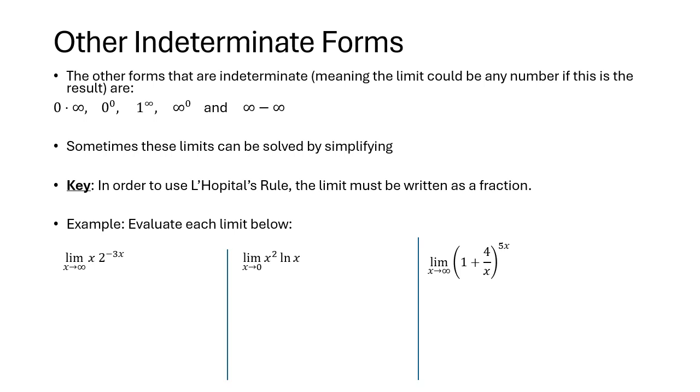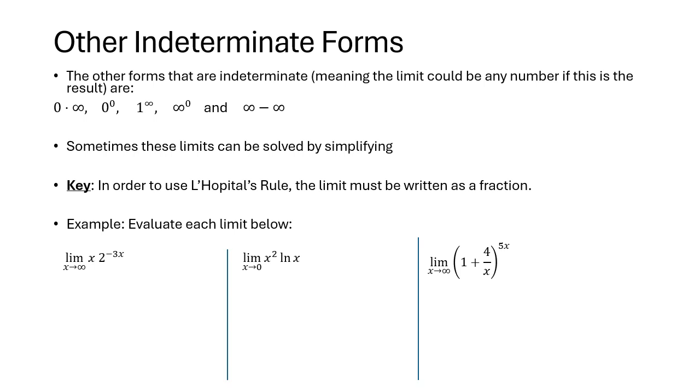For the first example, limit as x approaches infinity of x times 2 to the negative 3x. If we plug in, we get infinity times 0, since 2 to the negative infinity is equal to 1 over 2 to the infinity, which is 0. Because this is infinity times 0, it's indeterminate.